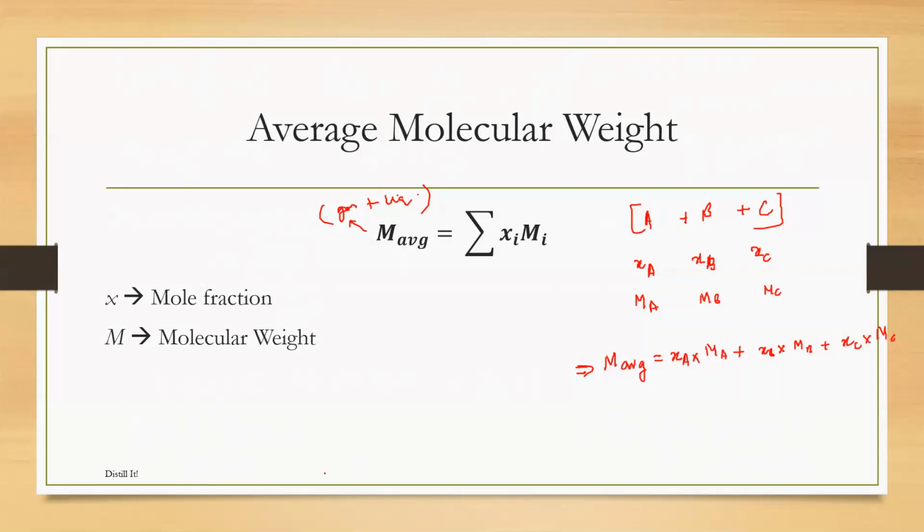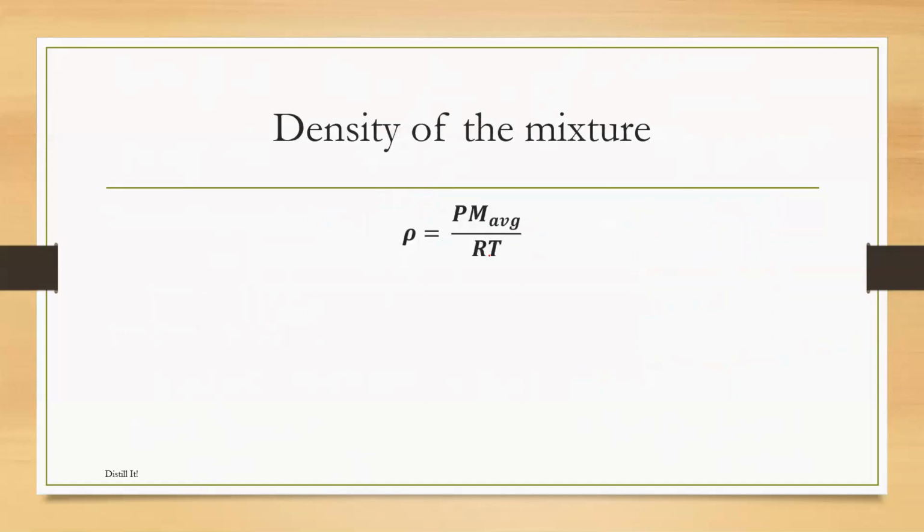In general, we can say that if we have mole fractions of all the components and molecular weights of all components, then the average molecular weight is the summation of the product of mole fraction and molecular weight. And then we come to the density of the mixture. Let's say we have a mixture and we have to calculate its density. As I told you, density can be a property of the substance, right? If we have A and B in the mixture, then we know the density of A and we also know the density of B. But let's say we want to calculate the density of the entire mixture.